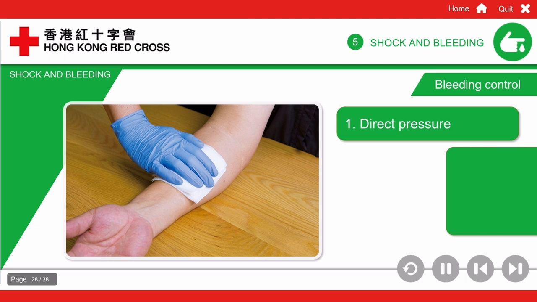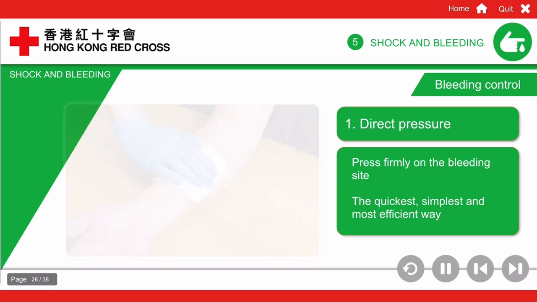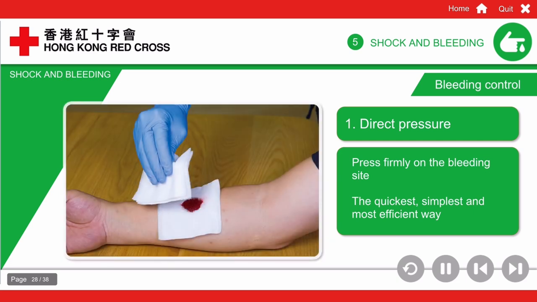We'll now take a look at a few ways to control bleeding. The primary and most common way is direct pressure. As the name suggests, it refers to a direct application of pressure over the wound to stop bleeding. It's the most efficient, effective, and simplest way to control bleeding. When the situation allows, using direct pressure to control external bleeding is the most preferable option.